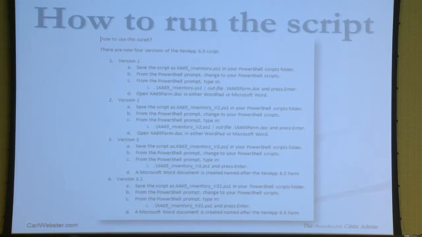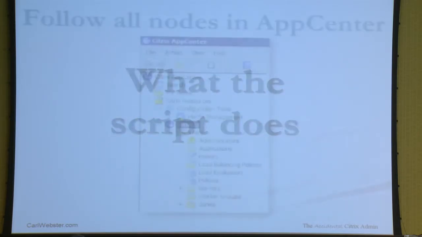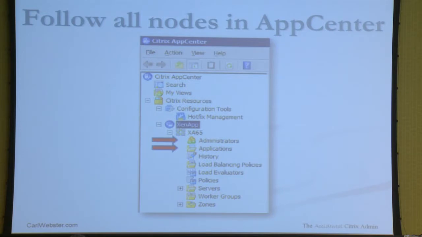There's now four versions of the script. And what the script does, my goal is to go down through all the nodes in the console in the order listed using all the wording that you see in the consoles. Now, in order to clean up some of the output, especially for the load evaluators, I've had to go in there and use the greater than or equal sign instead of saying is greater than or equal to, because then that adds about 3 more inches to the text. Then we go down the load evaluators, and then I skip policies. Then we go down to servers, worker groups, zones, and the reason I skip policies, there's more code for the policies than there is for all the other nodes combined.